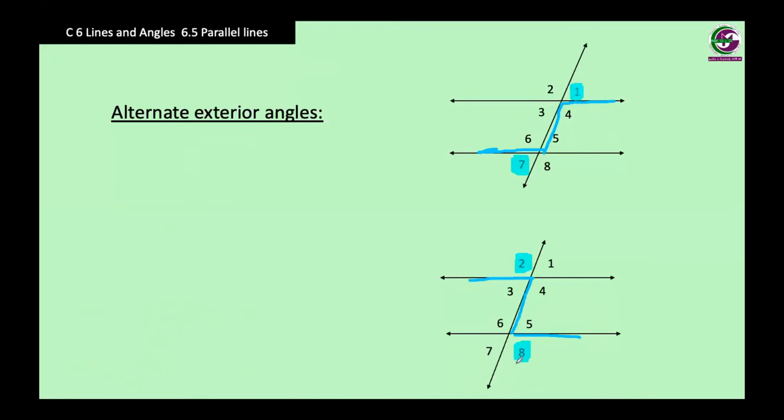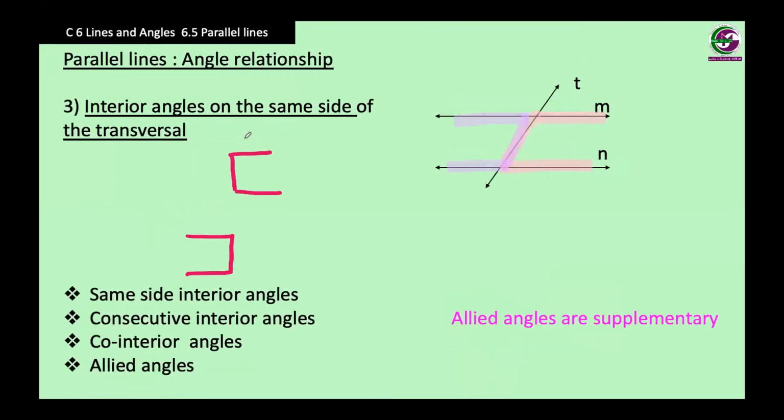Now let us move to the third property of the angles formed between two parallel lines. This is called interior angles on the same side of the transversal. Interior, so we are talking about the angles inside. These two are interior angles, and remember this should be on the same side of the transversal. If you take the right side, both of them on the right. If you take left side, both of them should be on the left side.